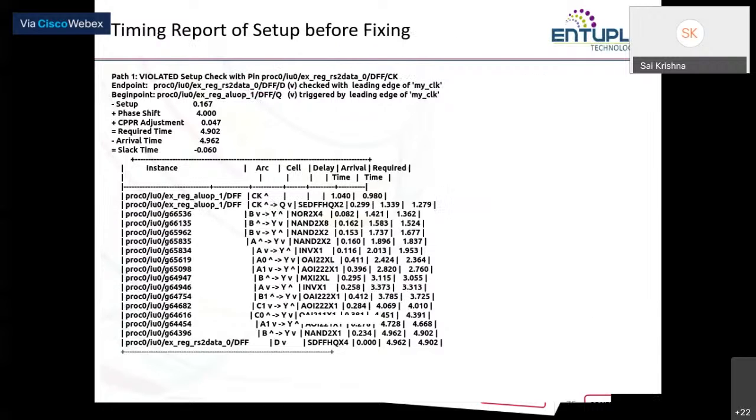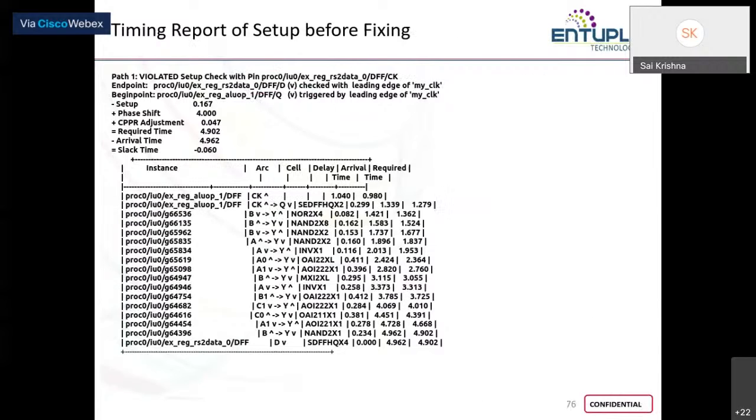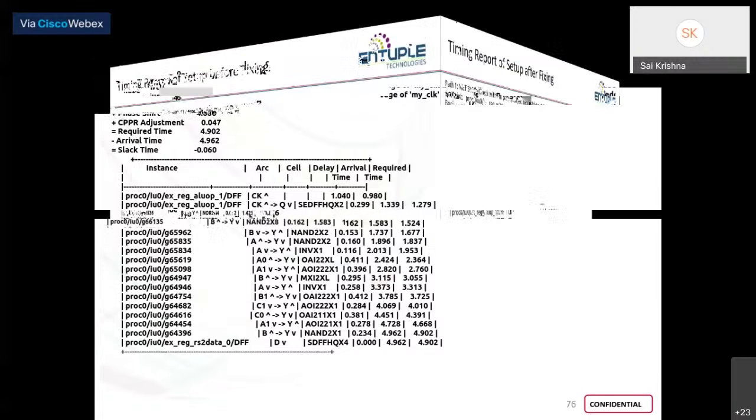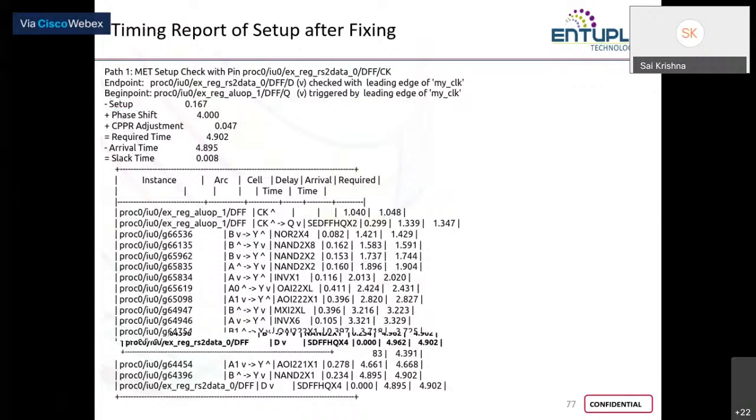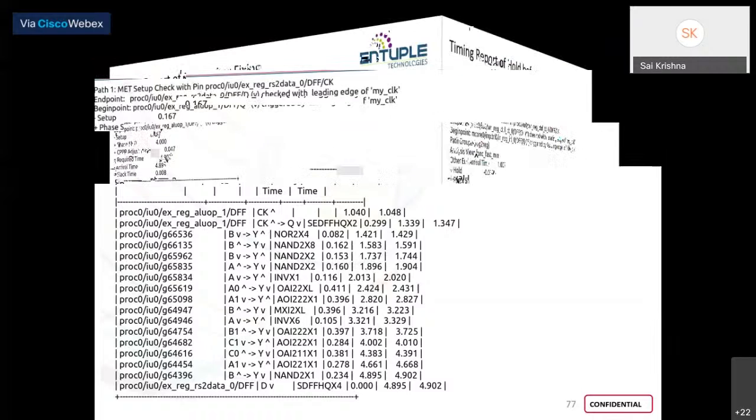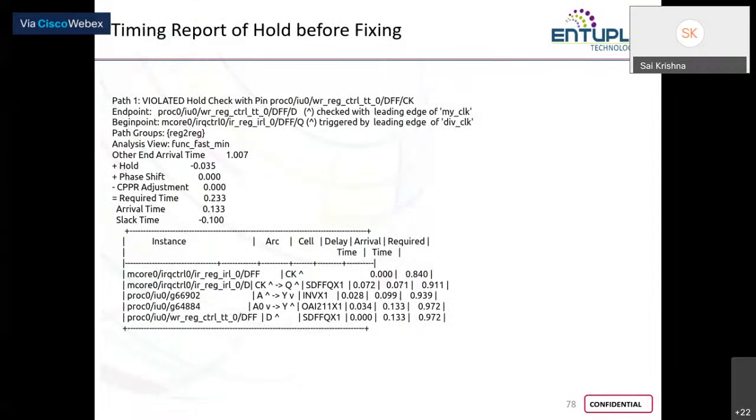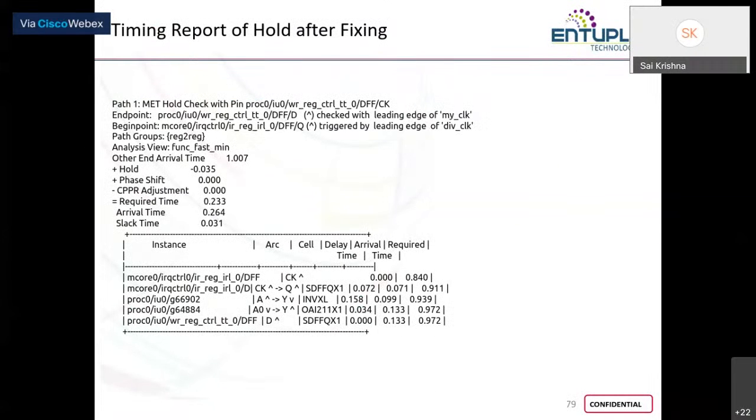Okay, so either way, be it optimization or ECO, before fixing setup, you have your slack to be minus 0.06 nanoseconds, and after fixing it, you'll have it to be 0 or positive. Okay, and the same applies for hold also. If your slack is negative, here in this example, your hold slack is minus 0.1 nanosecond, which is 100 picoseconds, and after fixing, it goes to positive.